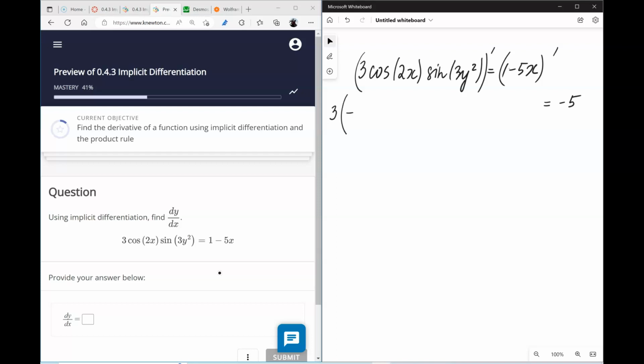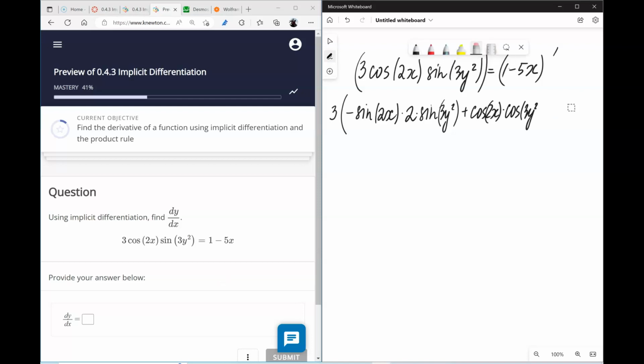So we have the derivative of cosine, which is negative sine of 2x times the derivative of 2x, which is 2, times the function here, plus, now we have cosine of 2x times the derivative of sine of 3y squared, which is cosine of 3y squared, multiplied by the derivative of 3y squared, which is 6y times y prime. And all that is equal to negative 5.